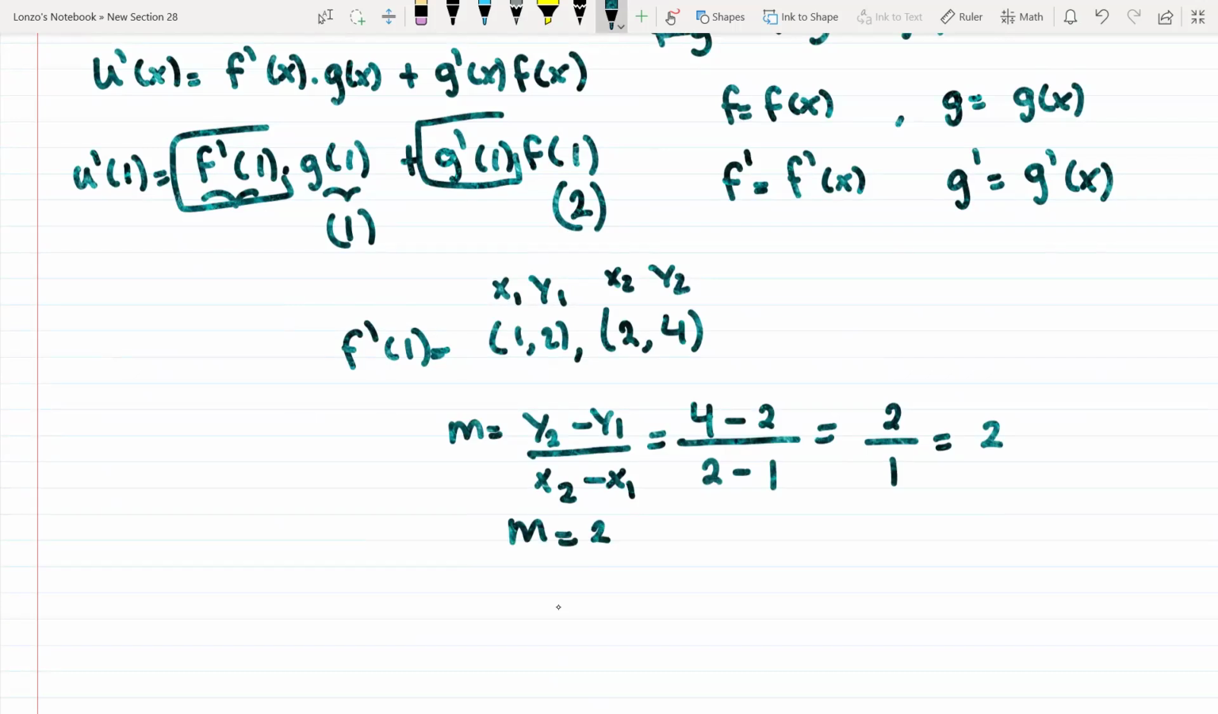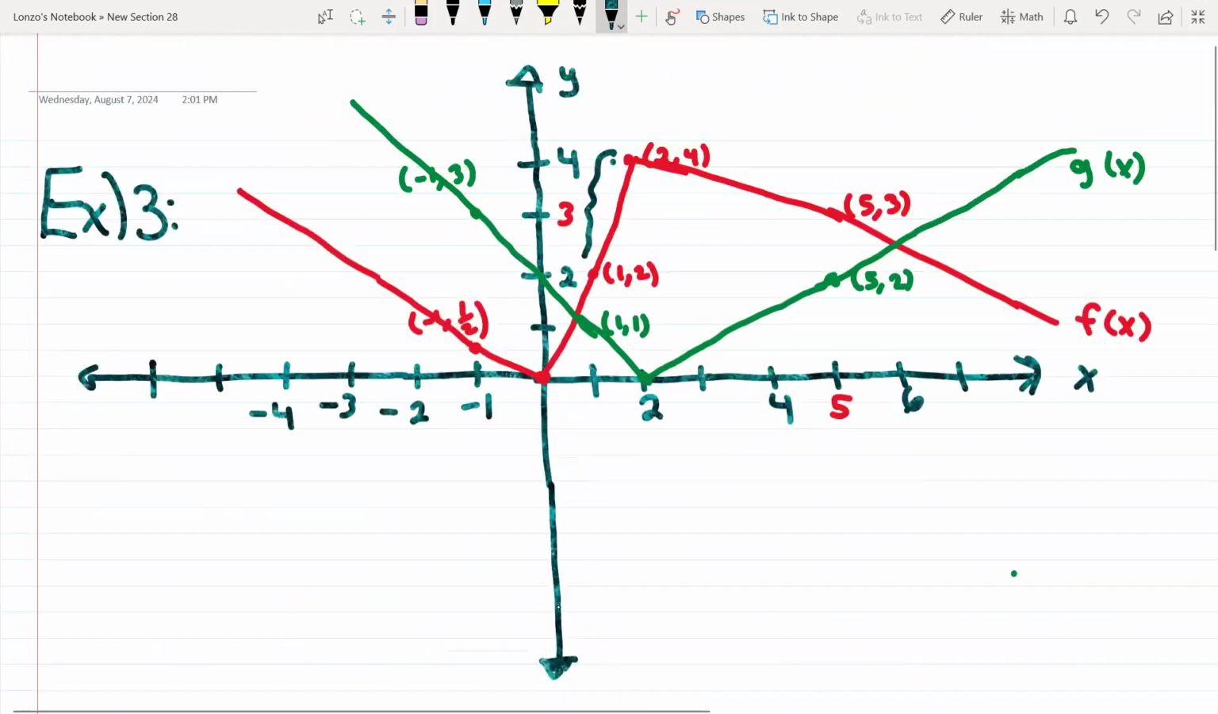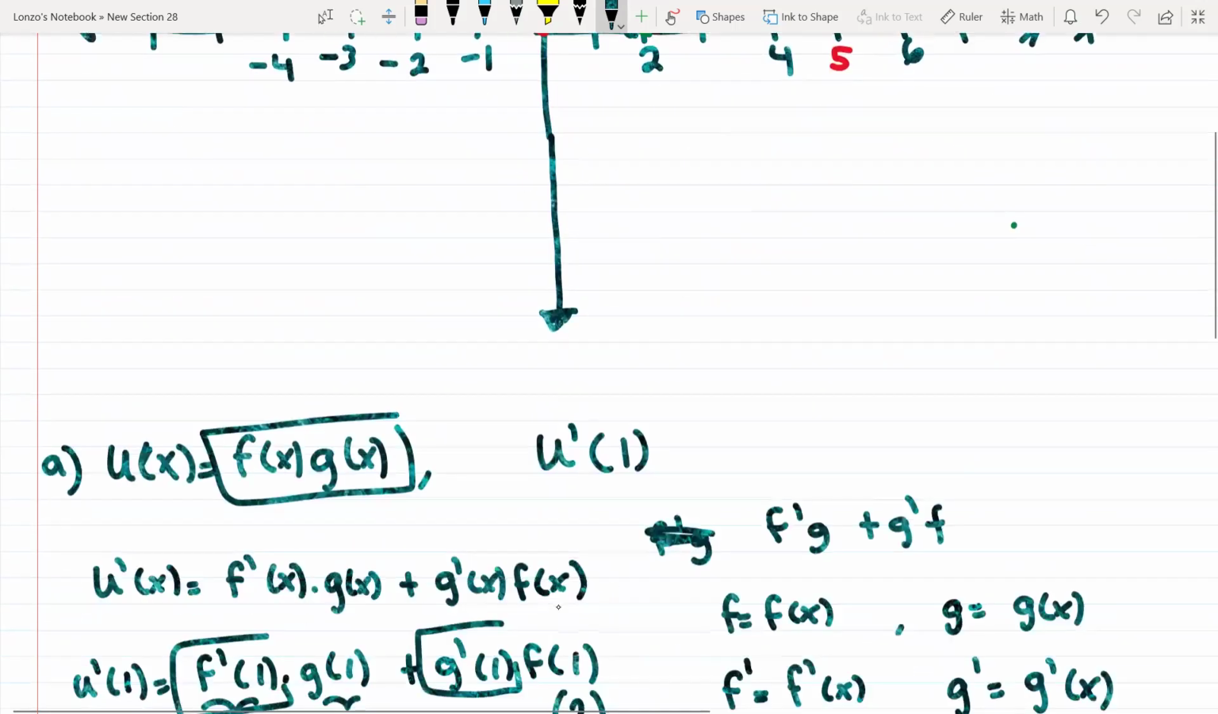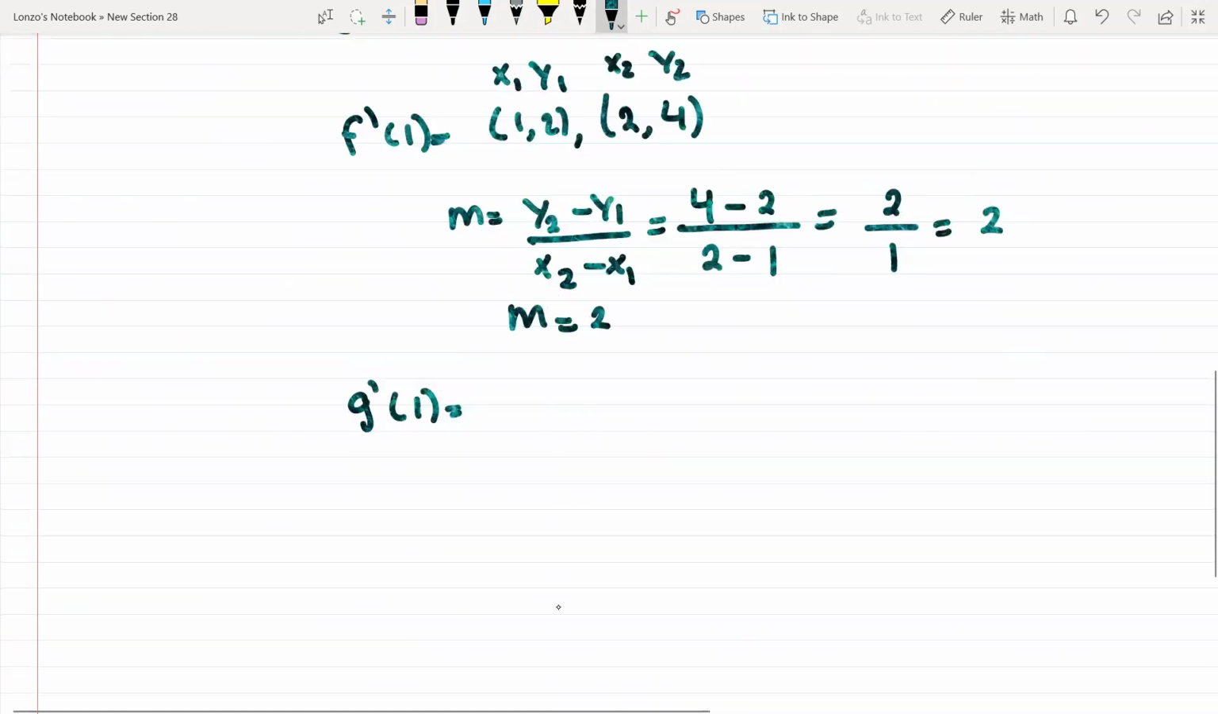Now I have to find the slope for g prime of 1. g is the green one, and here's 1 comma 1. I'll find the slope of this part, 1 comma 1, and then this point is 2 comma 0, right? Let me write that out. So our two points are 1 comma 1 and 2 comma 0.